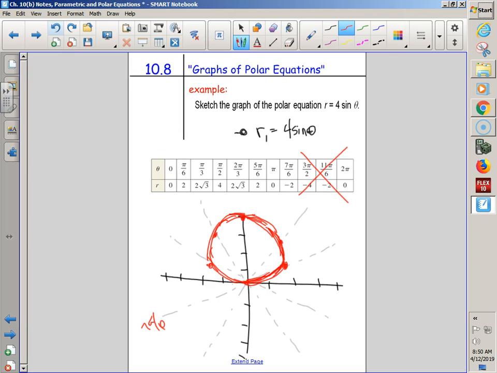So what was the period for this graph? How long did it take for the path to complete? Just 0 to pi. So that's all I really needed in my table.